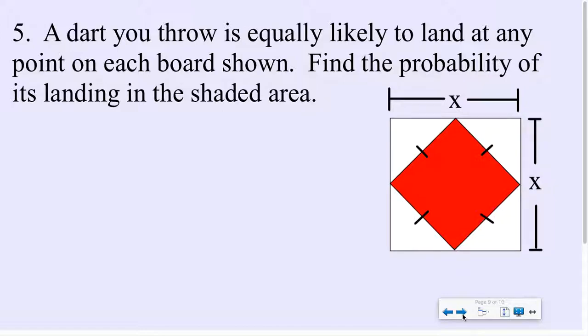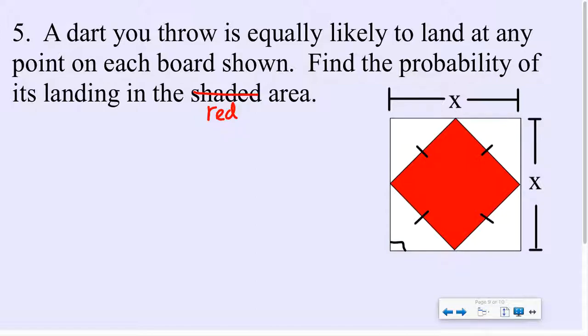I know it's blank. We're going to do this number 5 on the back side. That's a square. A dart you throw is equally likely to land at random on the board shown. I want to find the probability of it landing in the shaded region, and by shaded region, I'm referring to that red figure. So we want it to land in the red polygon.